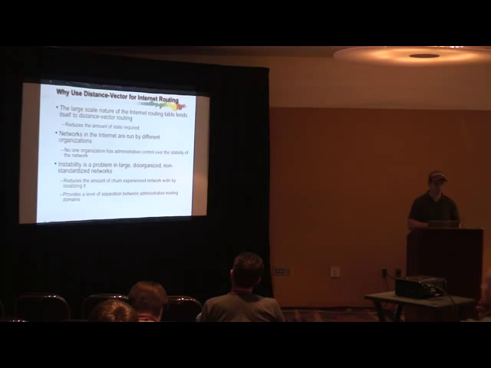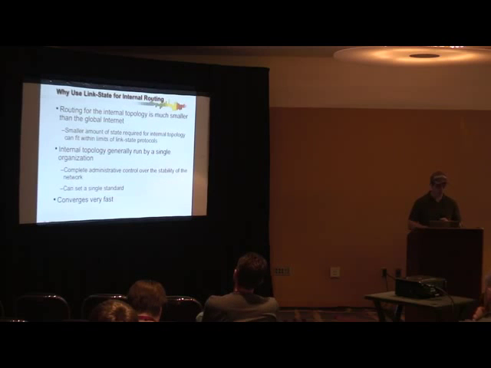So why do we use distance vector routing for the internet? Well, because of the large-scale nature of the internet, routing tables lend itself much better to distance vector. It reduces the amount of state required. Networks on the internet are also run by different organizations, so no one person is responsible for the stability of the internet. And with distance vector routing, you can sort of isolate that instability to different areas of administrative control. So it reduces the churn and provides a level of separation.